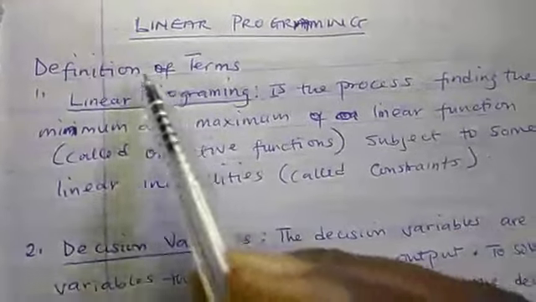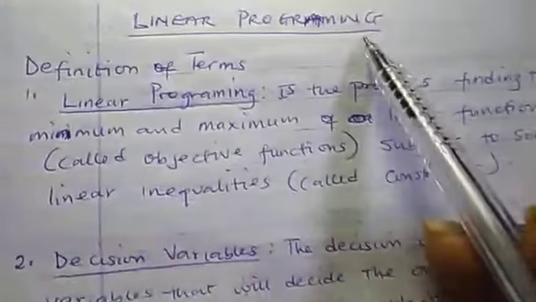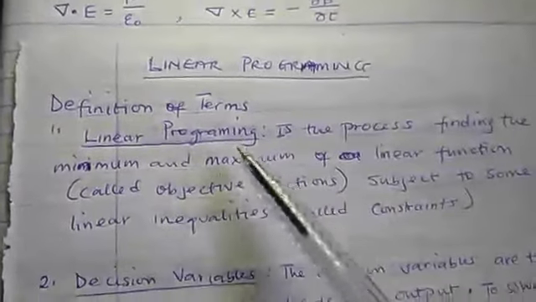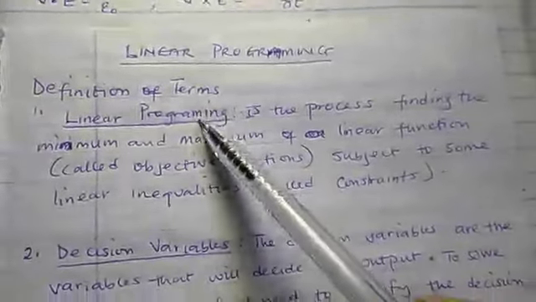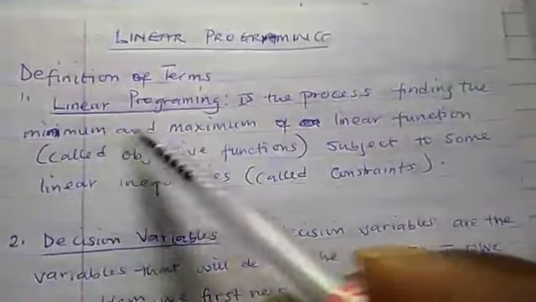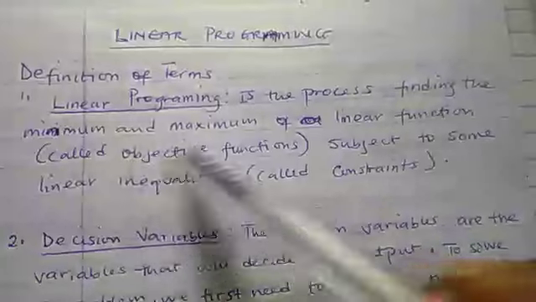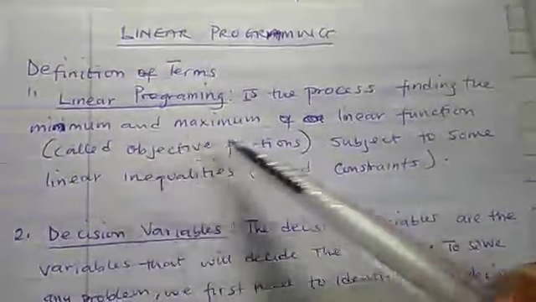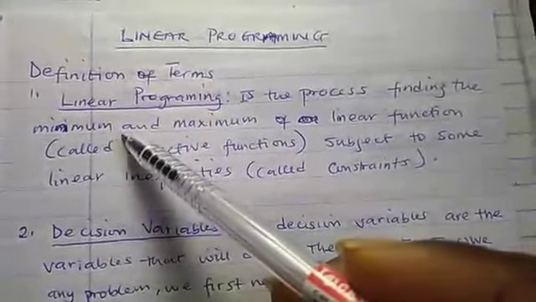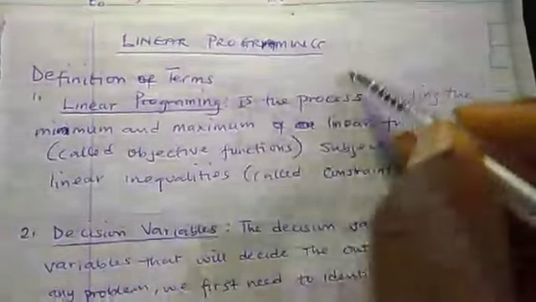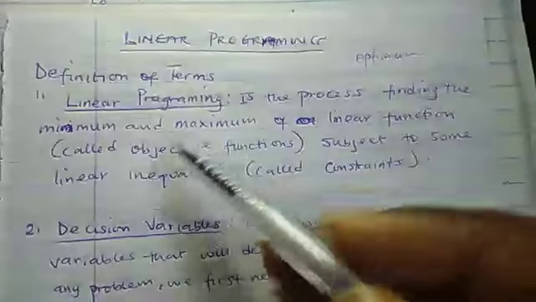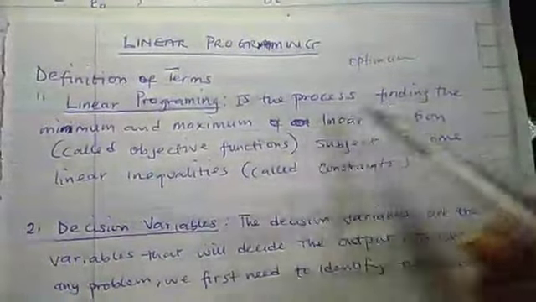Hello everyone, today we are dealing with linear programming. First, consider the definition of terms. Linear programming simply means the process of finding the minimum and maximum of a linear function. That linear function is called the objective function. Finding the minimum and maximum simply means finding the optimum of a certain linear function.